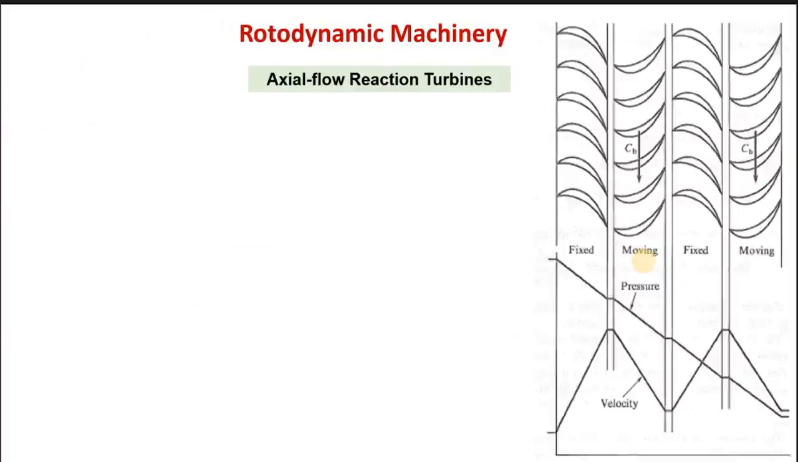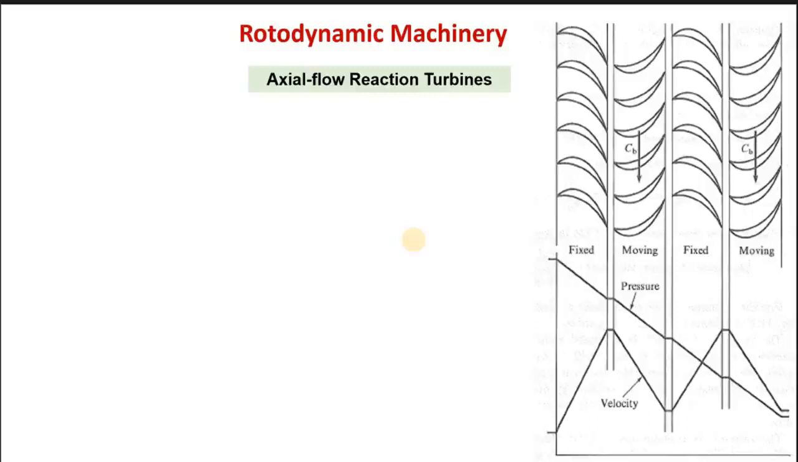So now here you see the compounding in case of reaction turbine. The purpose of compounding in reaction turbine is exactly the same as in impulse turbine. And what was that reason? The reason is to reduce the blade speed CB to a reasonable safe value.